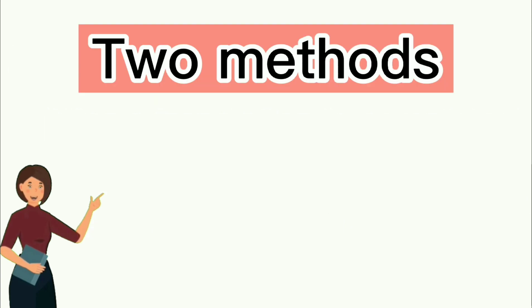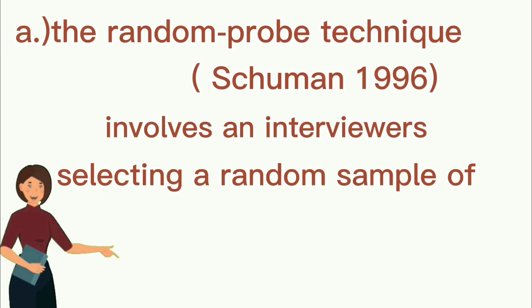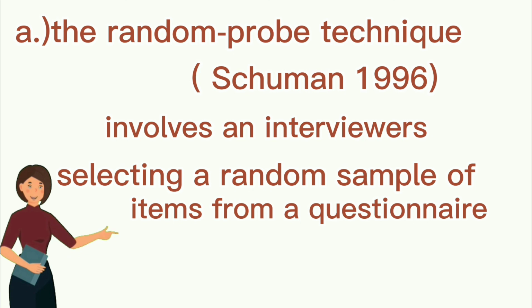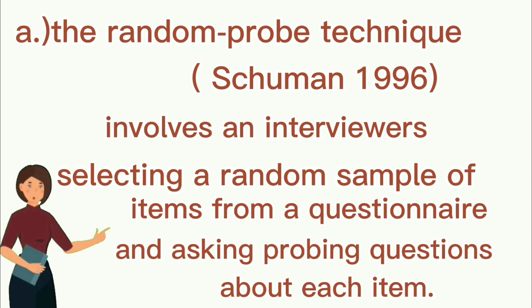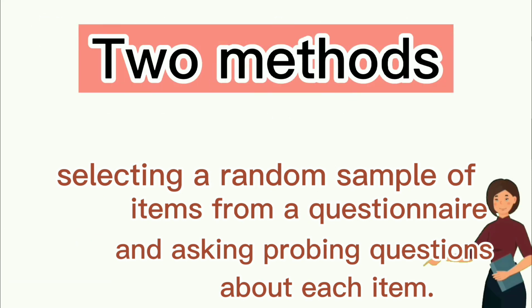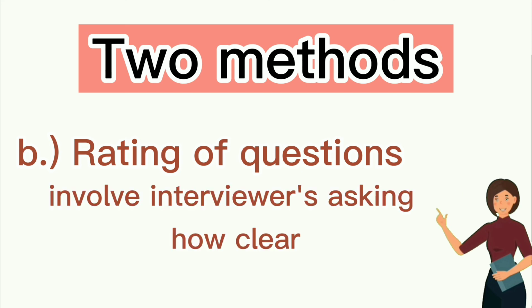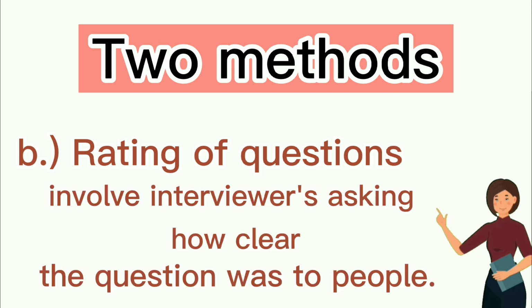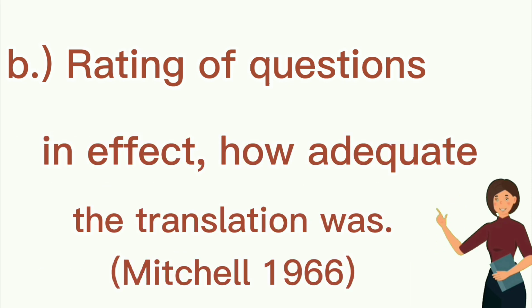There are two methods. A. The random probe technique by Schumann in 1996. It involves an interviewer selecting a random sample of items from a questionnaire and asking probing questions about each item. B. Rating of questions involves interviewers asking people how clear the question was, in effect, how adequate the translation was, by Mitchell in 1966.